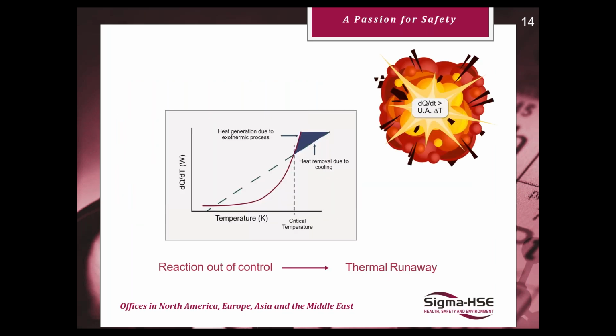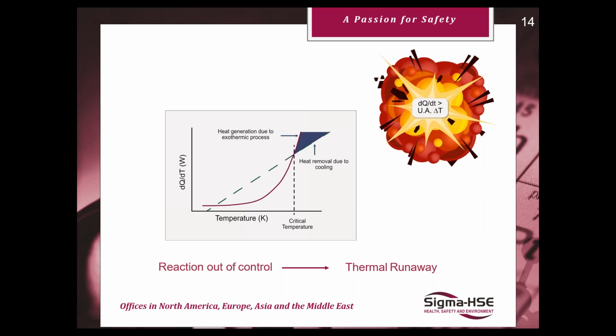And if this occurs, this plot shows a reaction giving out heat externally. The green dotted line shows the cooling capacity of the cooling jacket on the reactor, and the heat generated from the system outstrips this cooling capacity, and this in effect triggers a thermal runaway. The reaction is now out of control. It's given out so much heat that the cooling system can't remove it.